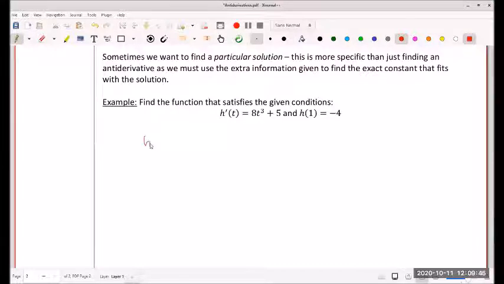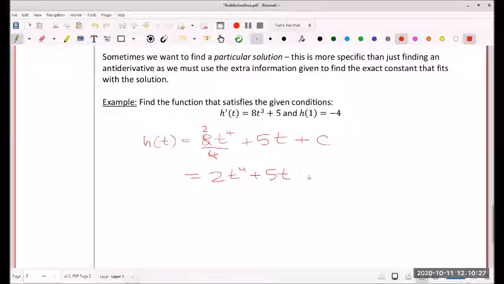Okay, so let's first find the antiderivative, or the integral, right? 8t cubed is going to be 8t to the 4th. We add 1 to the exponent, divide by that result, and then we have plus 5t, right? The antiderivative of a constant is that constant times the variable, just like the derivative of 5t is 5, but we're going the other way. And then we have our constant here. So these will simplify down. That'll just be 2. So we get 2t to the fourth plus 5t plus c.